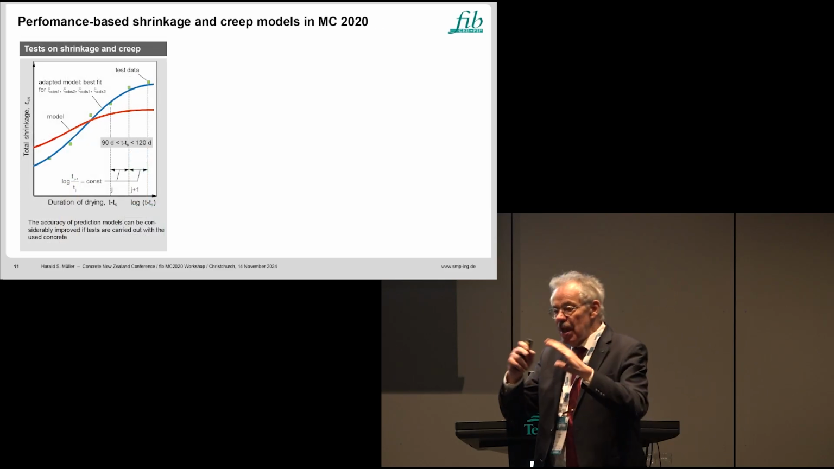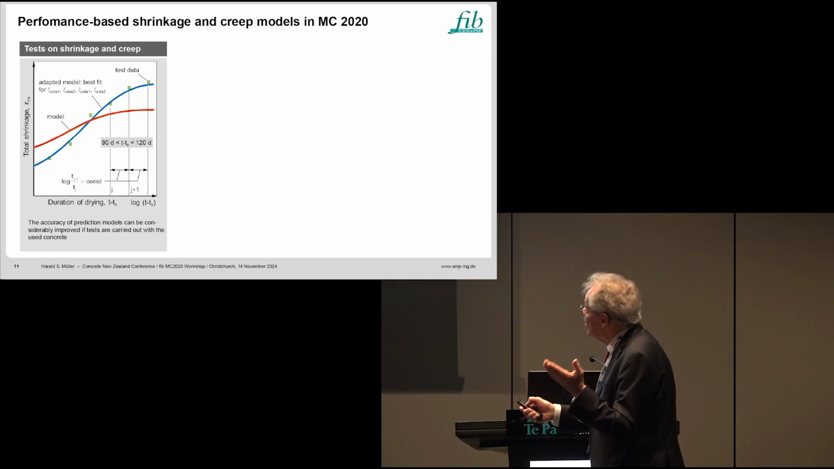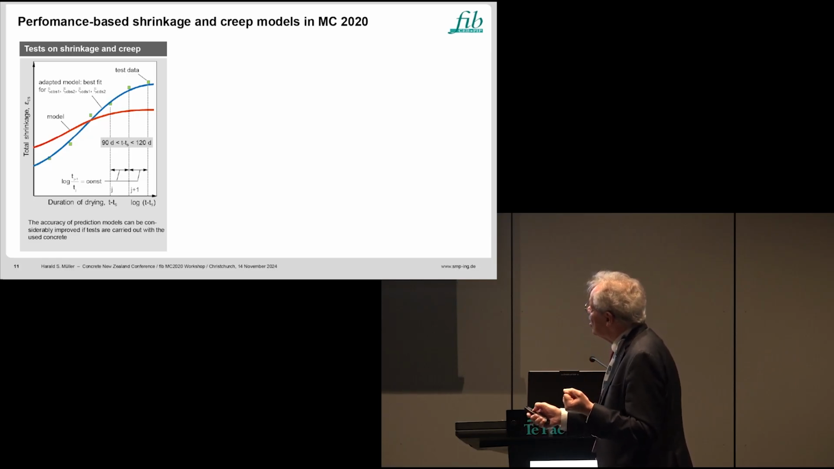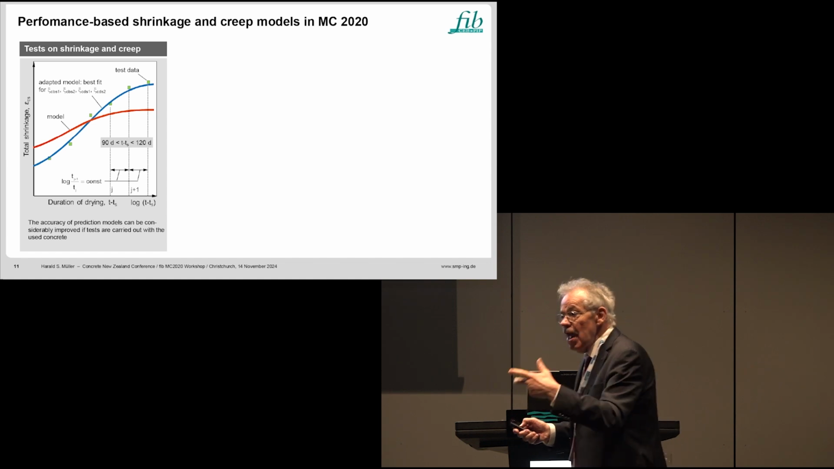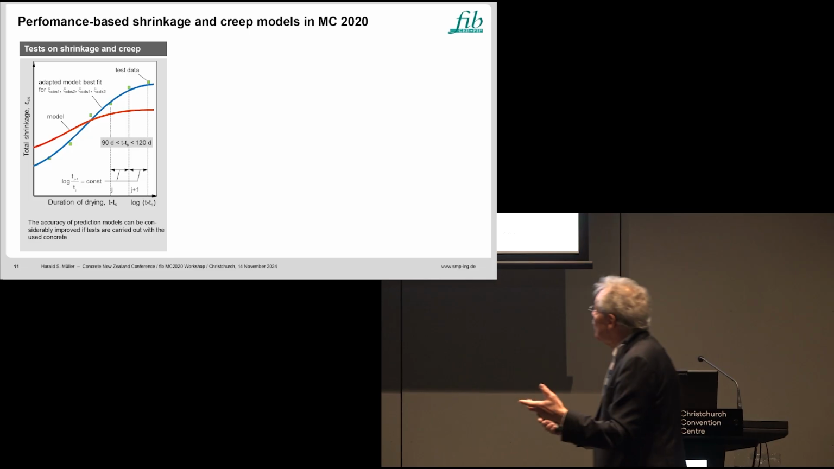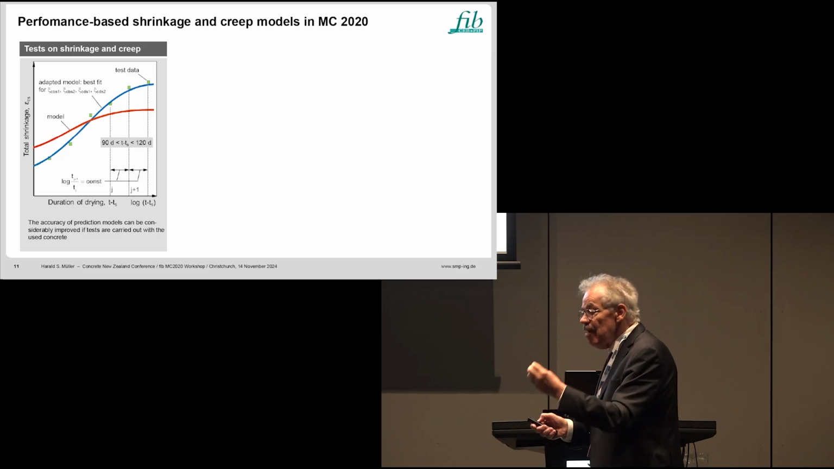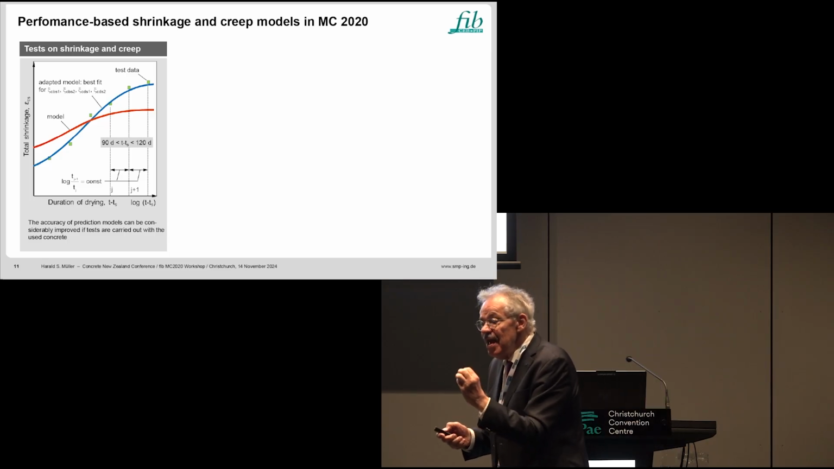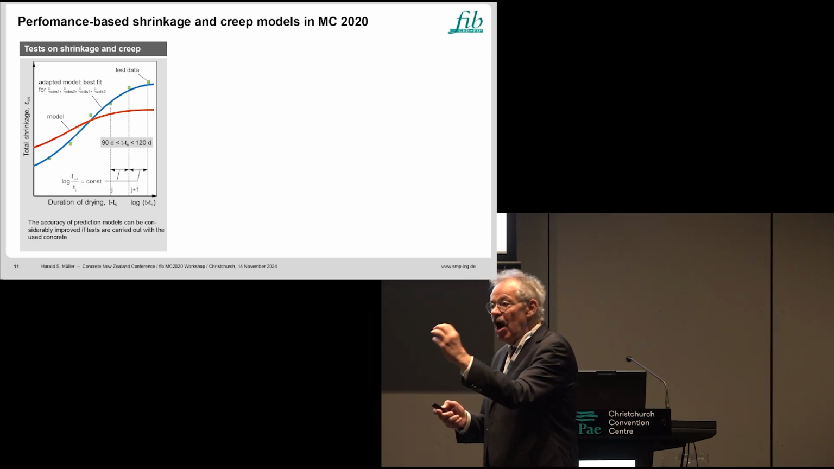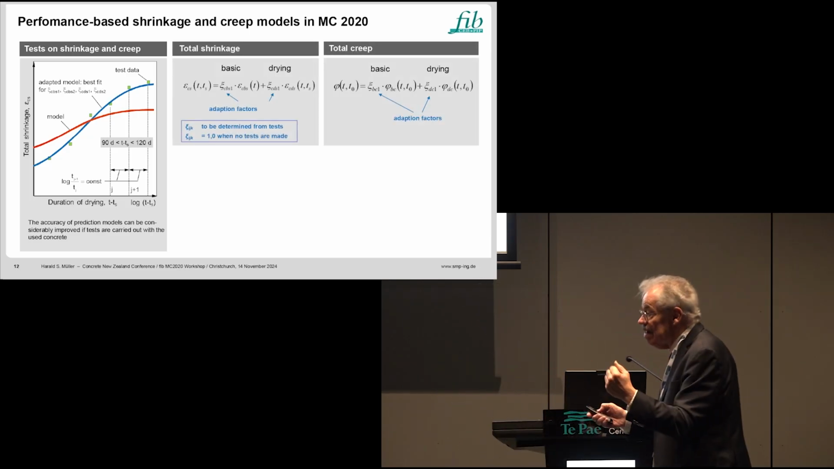Everybody is aware what creep is, I don't explain it. And I show here some shrinkage tests. And here is a model. This is a prediction of the model. And think we have a new concrete, or would you like to know the real behavior of the concrete, then we do tests. And we find the test data like this. This is a model. And then we have to create models so that we can adapt the models to the real behavior of the concrete. And this is carried out in the model code.